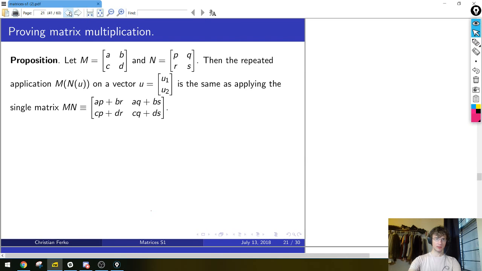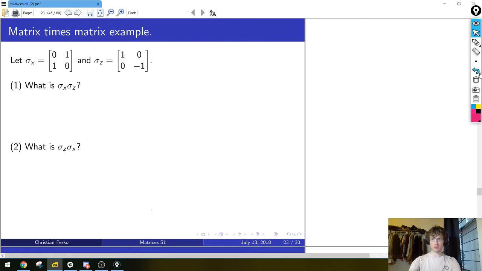Okay. I think we're getting to the home stretch. Okay, so now I will ask you to do some matrix times matrix examples. So I've defined two matrices for you here. They look very simple. We will see in session 4 that these two matrices are associated with the spin of an electron along the x-axis and the z-axis, so they're quite important. They're called the Pauli matrices. And now I will ask you to multiply them.